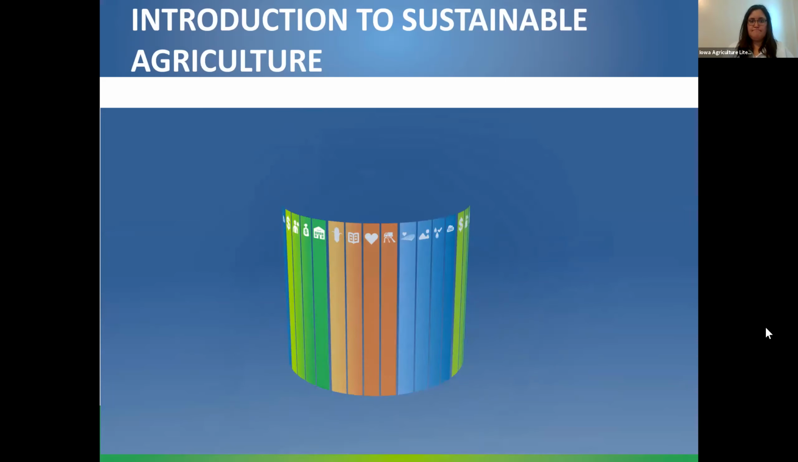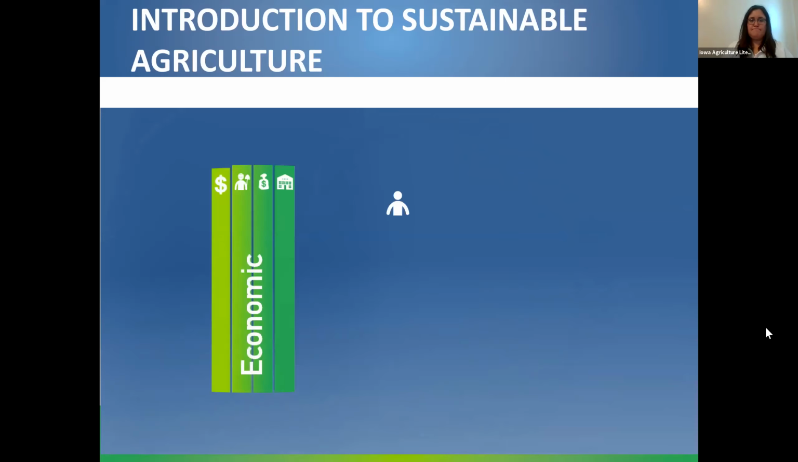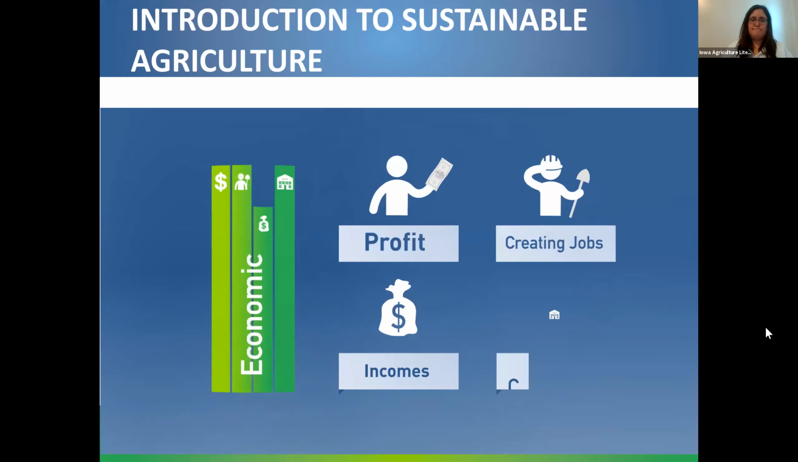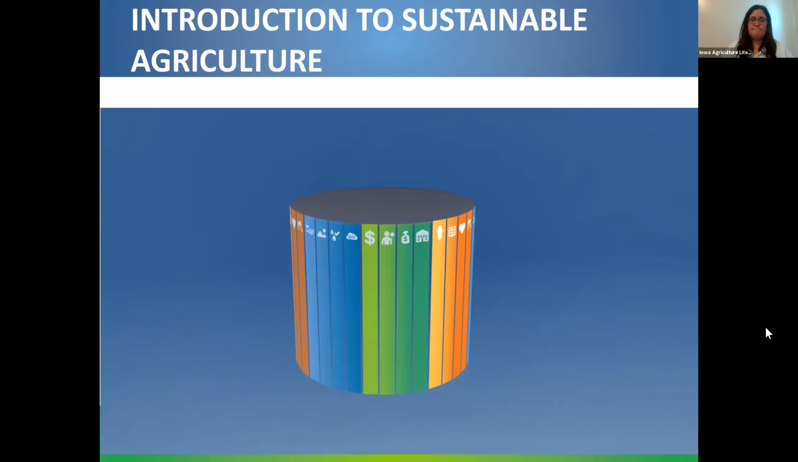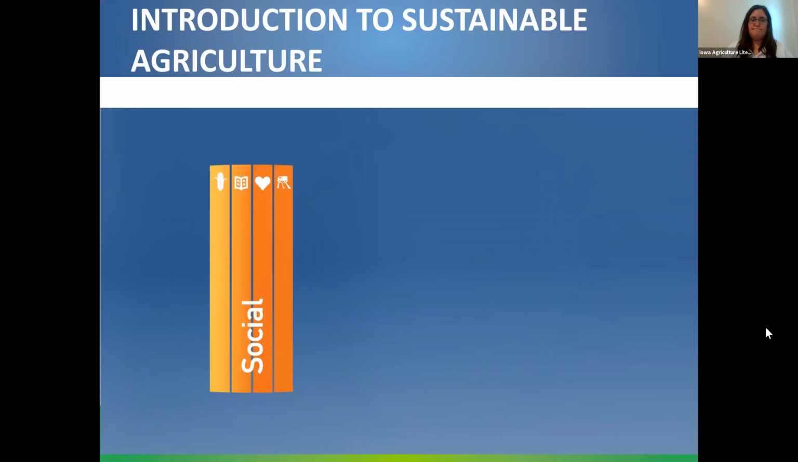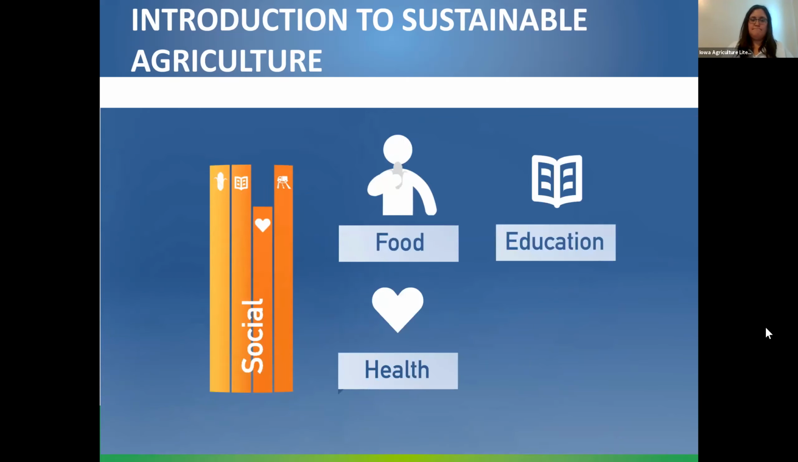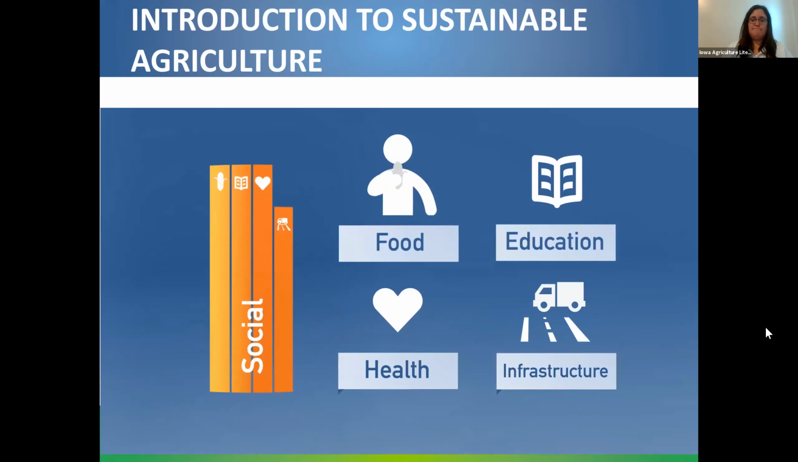What does economic mean here? It's about earning money, creating jobs and incomes to support the national and local community. Then there are the social needs. People need things like food, education, and medical care to stay healthy. You also need infrastructure like roads to get the food from the farm to your plate.